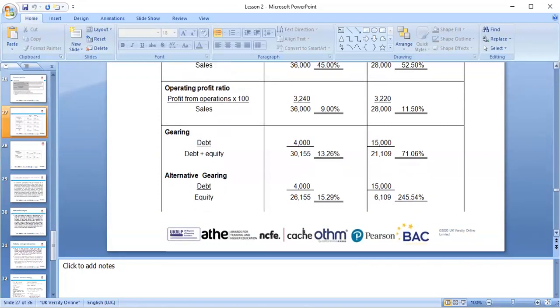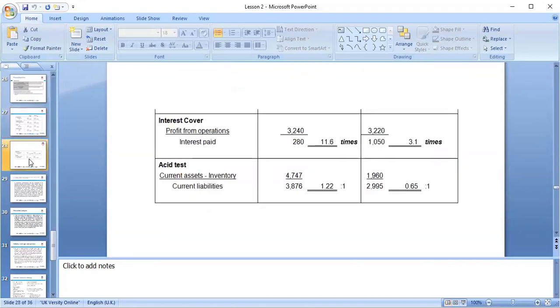So we prefer Anika, when we look at other ratios as well. You will see 245% and 15%. That's a huge difference. And then the interest cover ratio is 11.6 times. They have profit against the finance cost, because they have less liability. They have to pay less interest, which is finance cost. And this other one is only 3.1 times, where profit is higher.